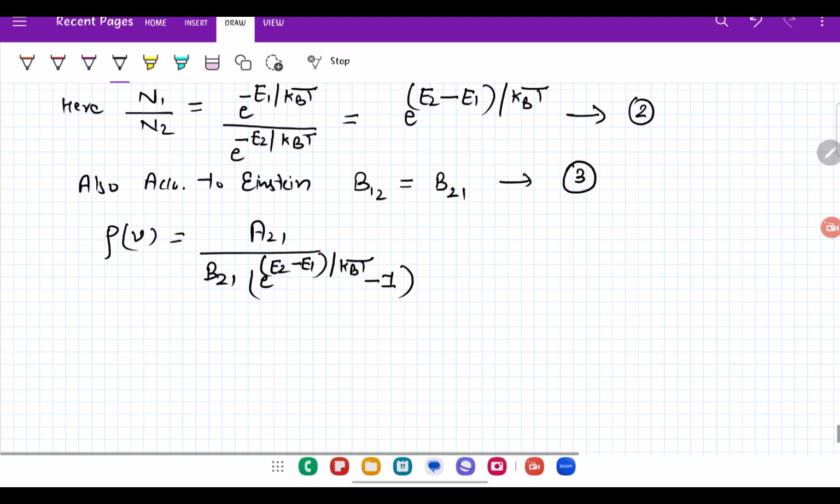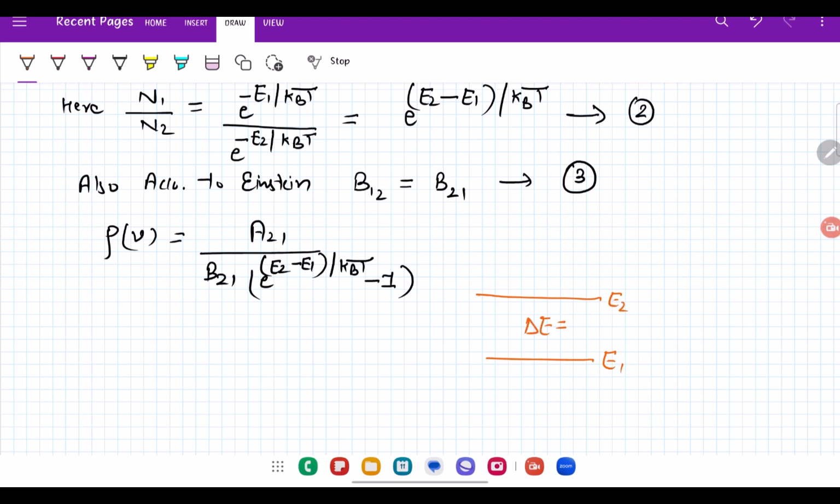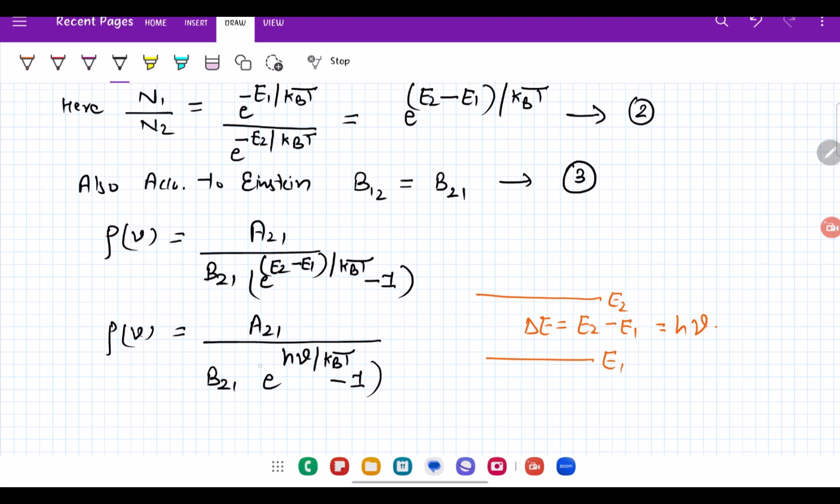Here again, E2 minus E1 is what? As we have discussed, we have two states, E1 and E2, and the energy difference between these two states is E2 minus E1, and this difference has arisen due to the absorption of photons. So this is equal to h nu. Here we can write A21 over B21 times 1 over exponential of h nu over kBT minus 1, right? Now I am calling this equation number 4.